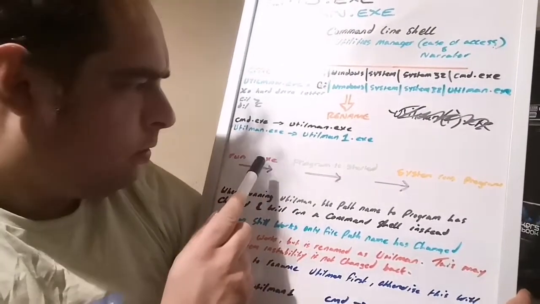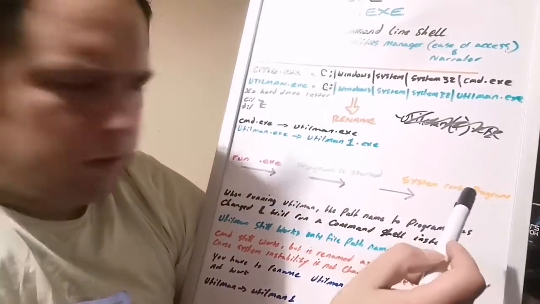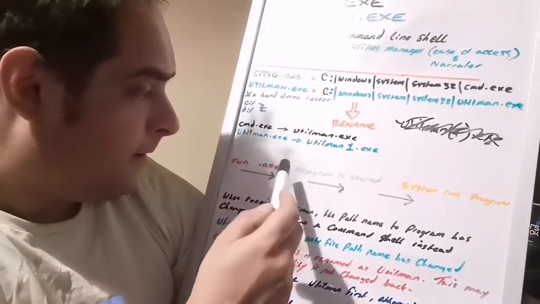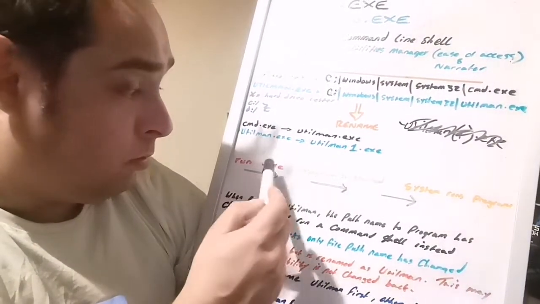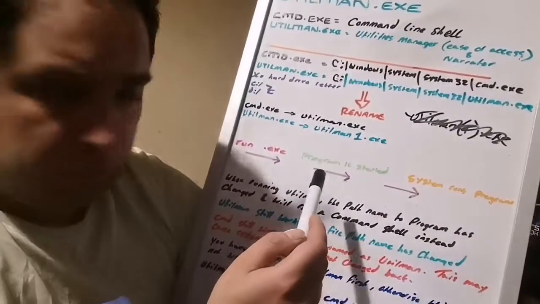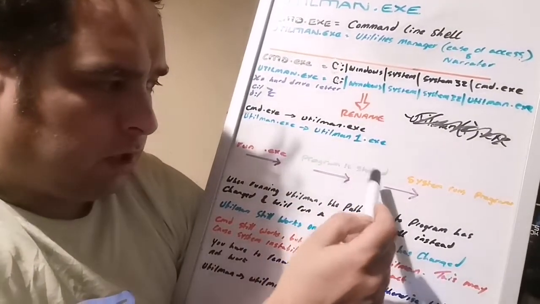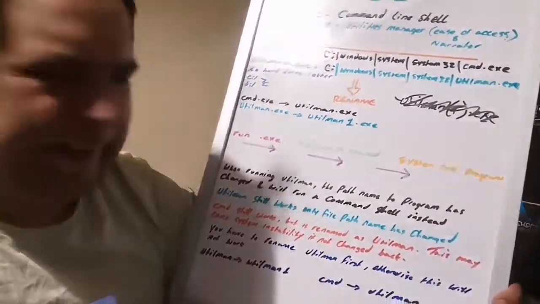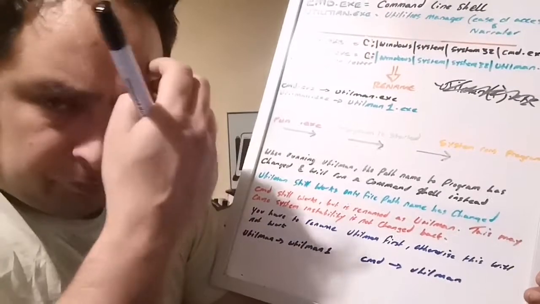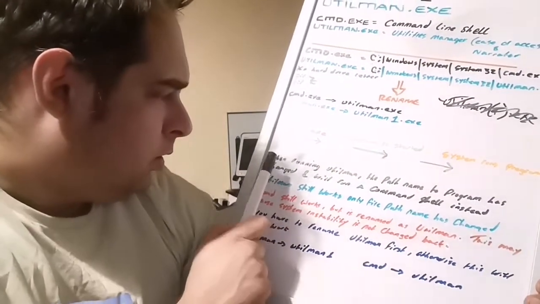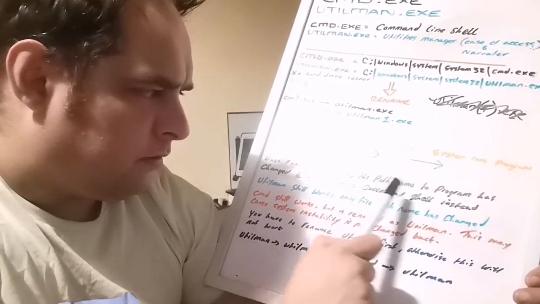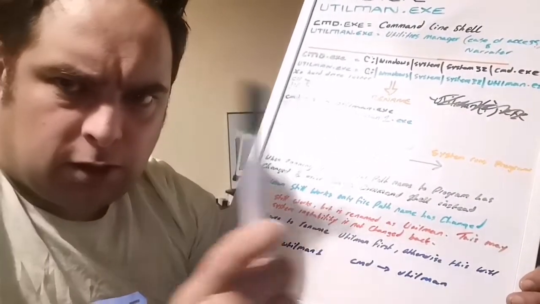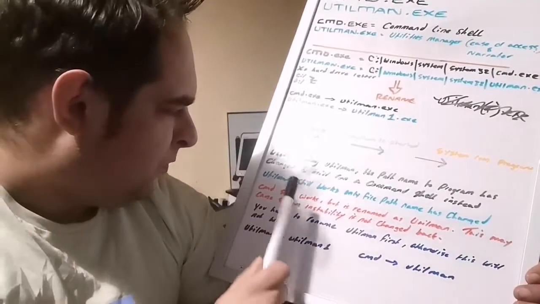So basically what's going to happen is this. You run your executable, the computer will recognize that has been hit, and it will initiate the program. The program starts, and then the system runs that program. So that's basically what happens there. Right? And then finally, when running utilman, the path name to the program has changed and will run a command shell instead. I'll explain what that does in a minute.